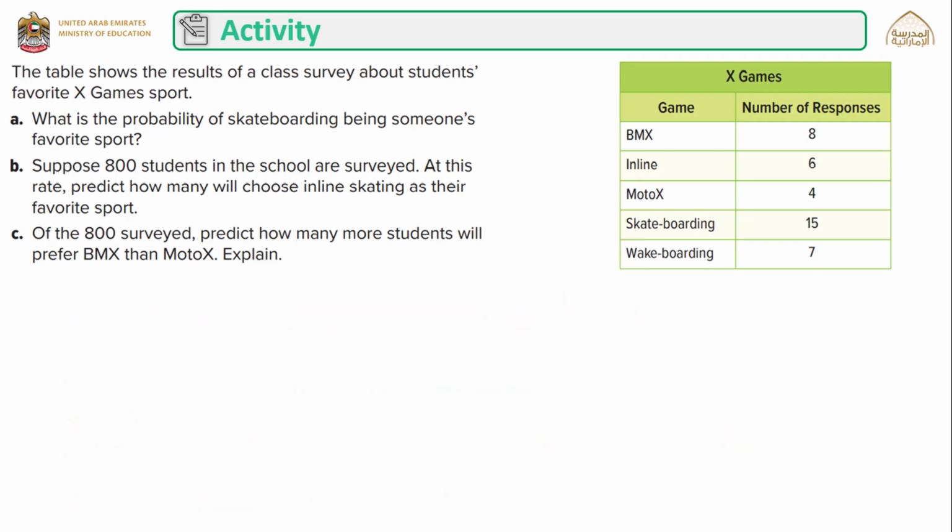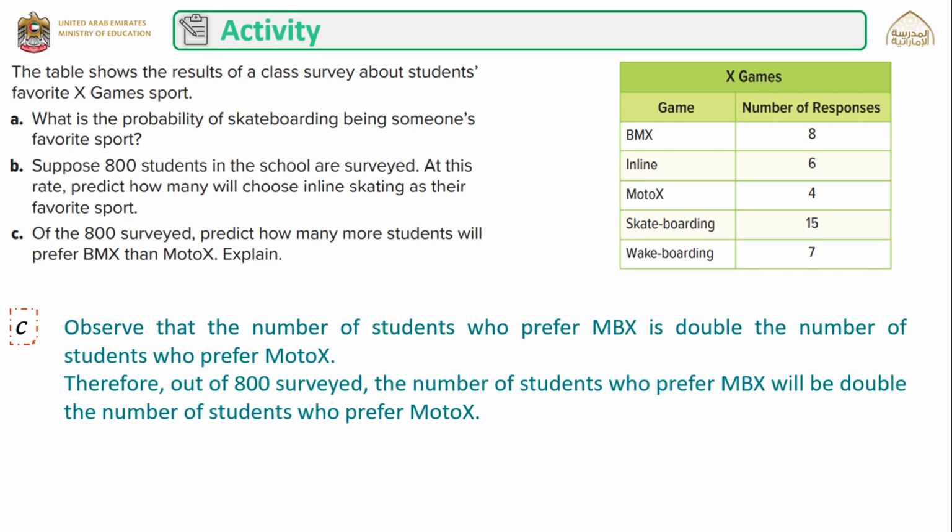C. Observe that the number of students who prefer BMX is double the number of students who prefer Moto X. Therefore, out of 800 surveyed, the number of students who prefer BMX will be double the number of students who prefer Moto X.